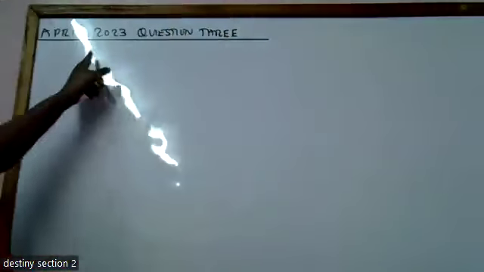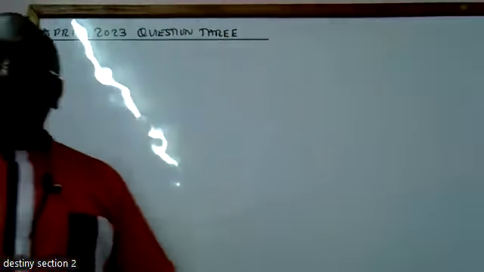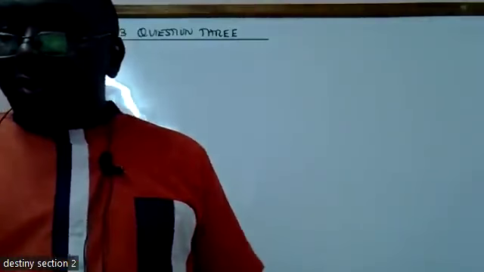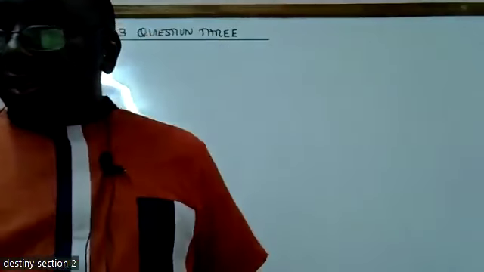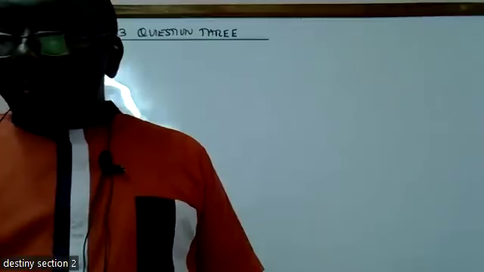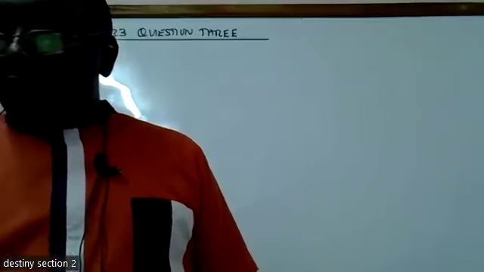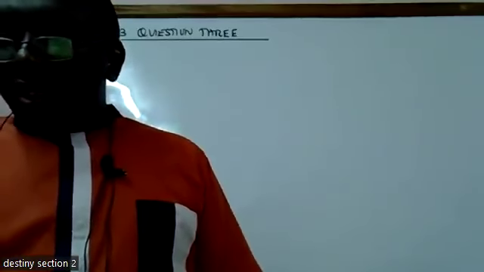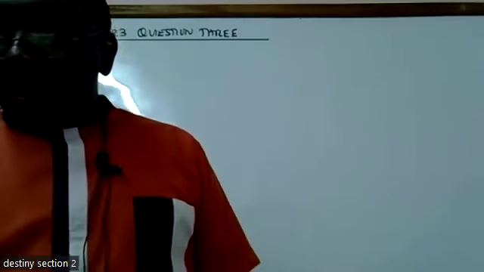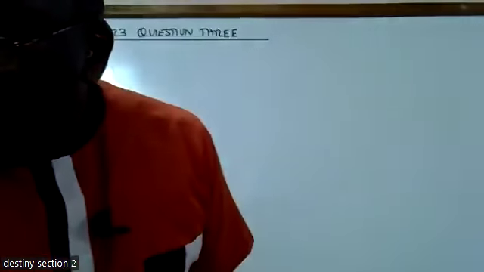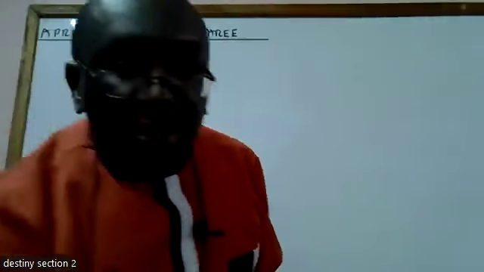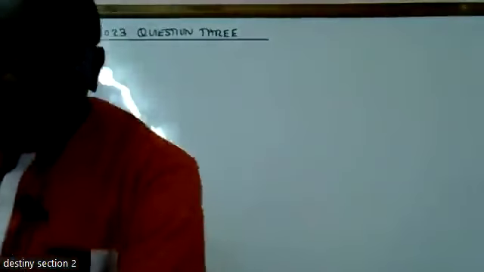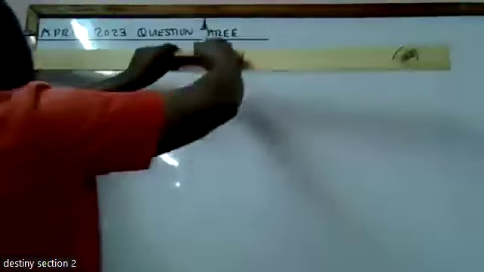So the paper of April 2023, question 3, says this: A, using the information given below, determine the level of output necessary from each sector to support a final demand of 500 units for sector X1, 1,600 units for sector X2, and 2,000 units for sector X3. We are given the table there. So it's just a matter of answering that.